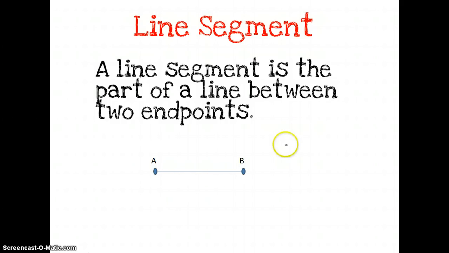Now, to write this one, I'm going to draw just a straight line. I can write this as line segment AB, or I can write it as line segment BA.